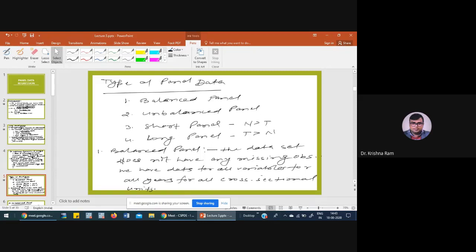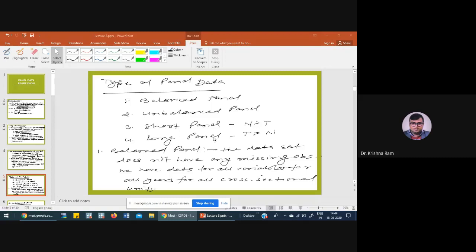So let's move on to the types of panel data. When we start working with the types of panel data, we need to know what a balanced panel is, what an unbalanced panel is, what a short panel is, and what a long panel is. As written here, panel data is a short panel when the number of cross-sectional units is greater than the number of time periods.